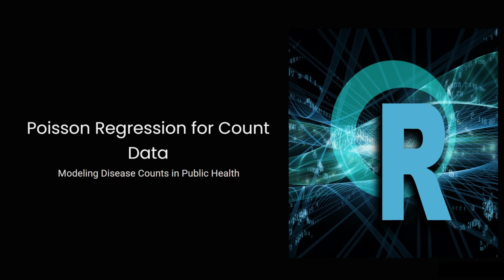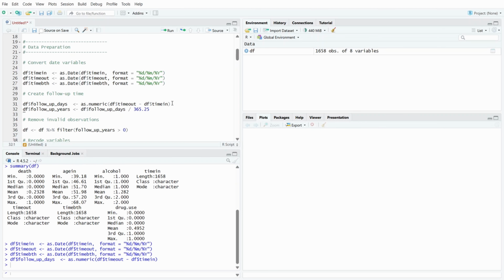So we convert the date variables into proper date formats. Once again, this is important because our analysis depends on time at risk. We need to know how long each individual was followed in the study. We calculate follow-up time by subtracting the entry date from the exit date and convert it into years. This gives us person time, which is fundamental in epidemiology.